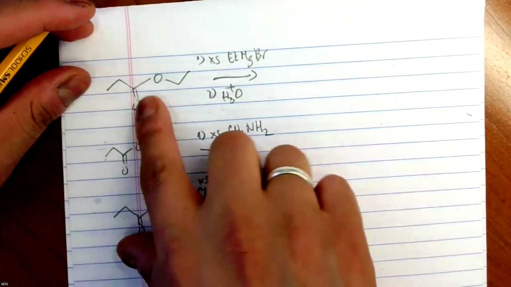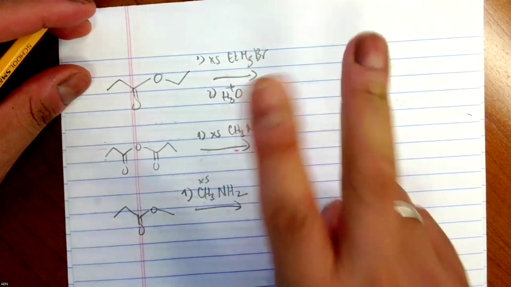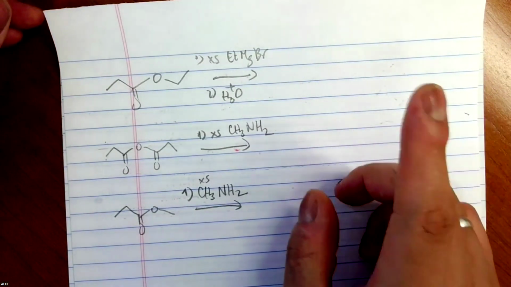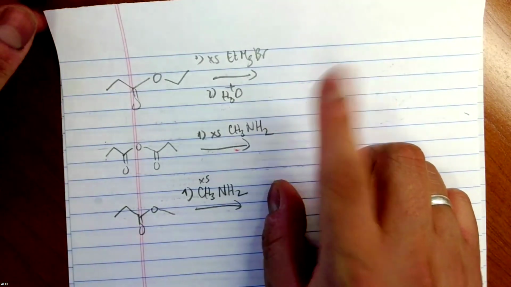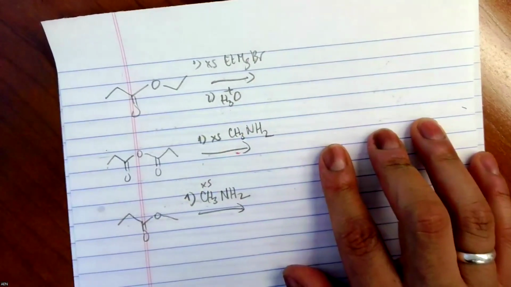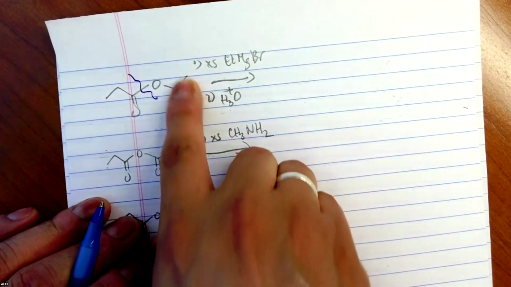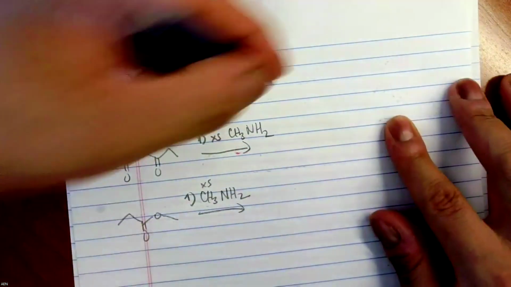I have an ester here with excess Grignard. Remember that Grignard adds twice, always with the exception of the nitriles, right? In nitriles it only adds once. So whenever you do a Grignard with esters, all esters will always cleave. So you will lose this one first. So that would be 1,2-ethanol.